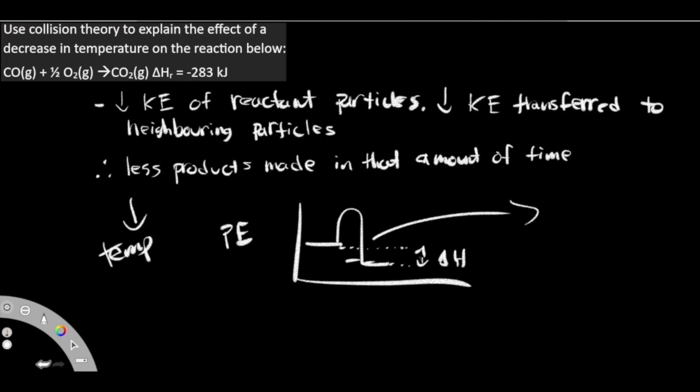If we have a decrease in temperature, there's less effective collisions hitting here, regardless of whether they have the right geometrical orientation. If they don't have a sufficient amount of energy to clear this threshold, this barrier, then it's not going to work. And we're going to have less products being formed, which means there's going to be less energy being released in that same amount of time.